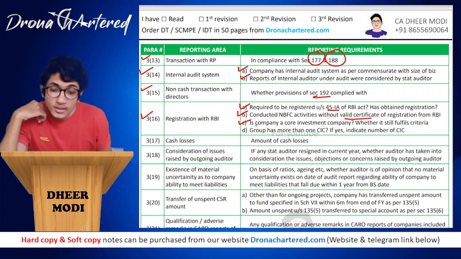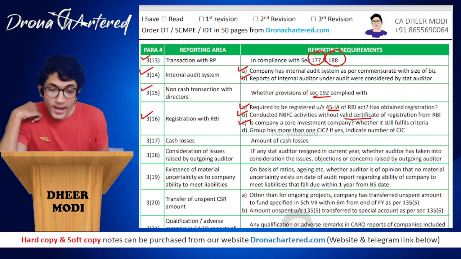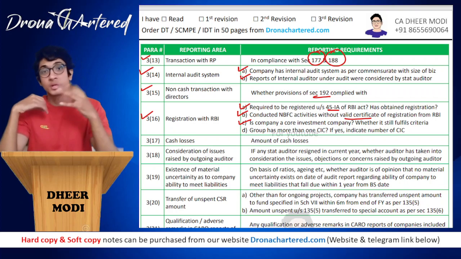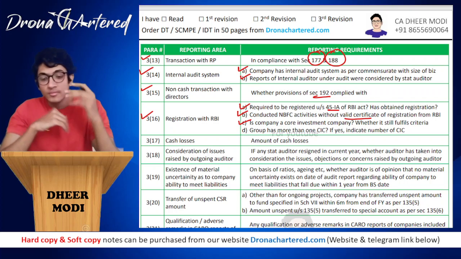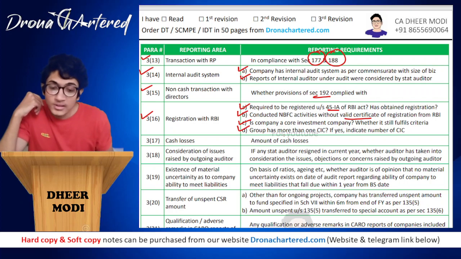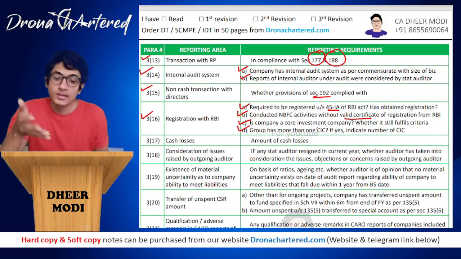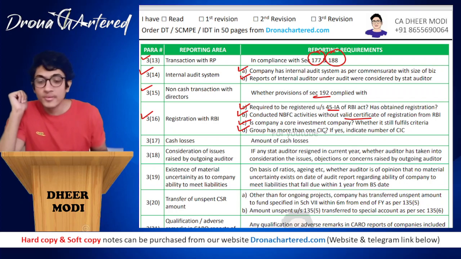Next is whether the company is a core investment company, that is your CIC, and whether it still fulfills the criteria. So there are some conditions given for being a core investment company. So if yes, whether the conditions have been fulfilled or not. And last is whether the group has more than one CIC. CIC is your core investment company. If yes, indicate the number of CICs.